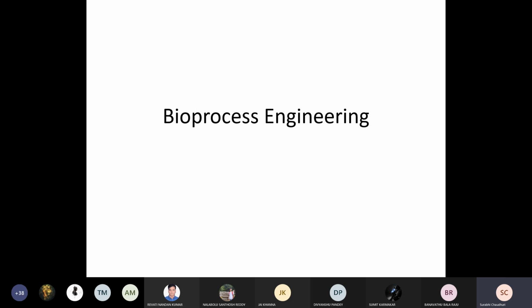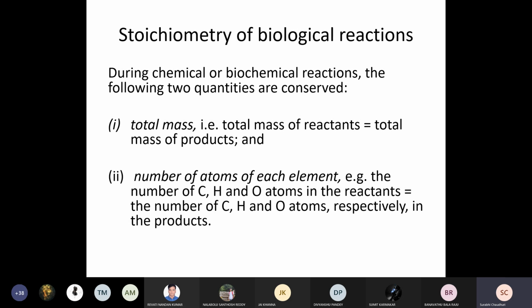we just give a glimpse of the entire biotechnology. And then in today's class we would deal with stoichiometry. Now stoichiometry you have studied in chemistry in school. We would be dealing with some specific areas, that is stoichiometry for biological reactions. And to start with, this is the first slide.